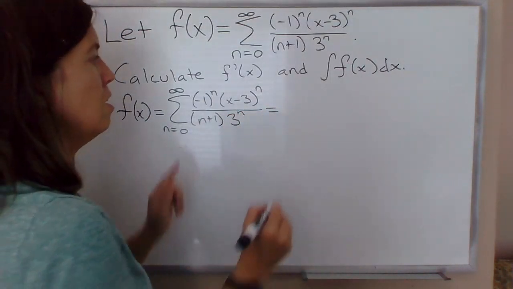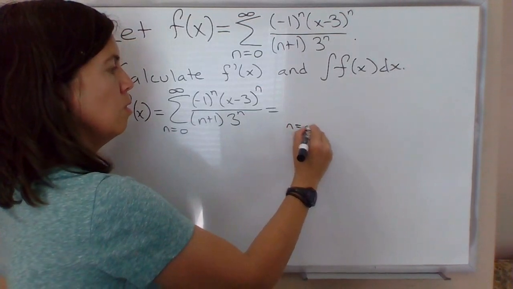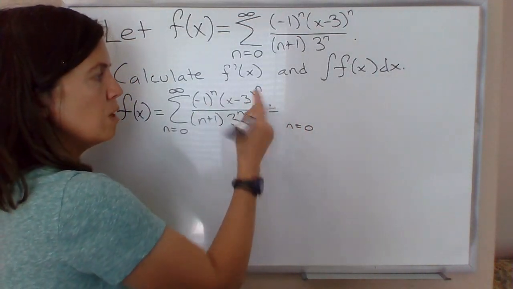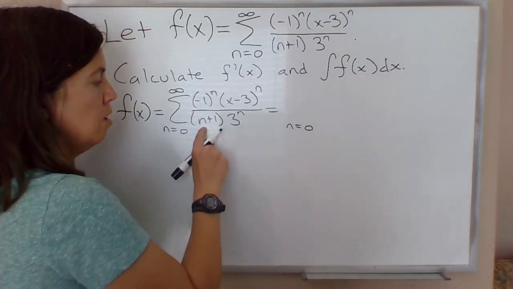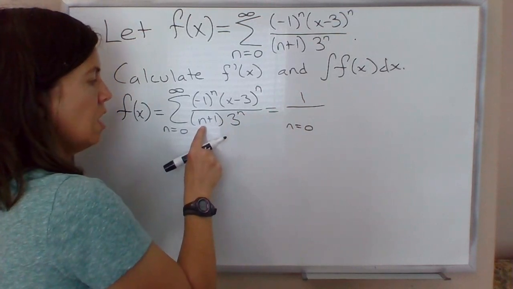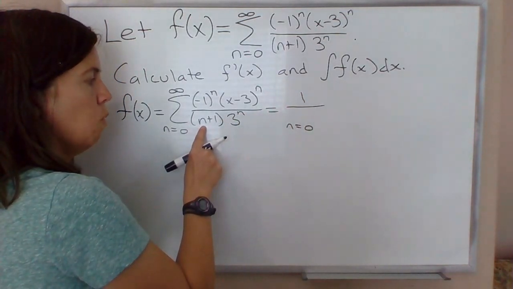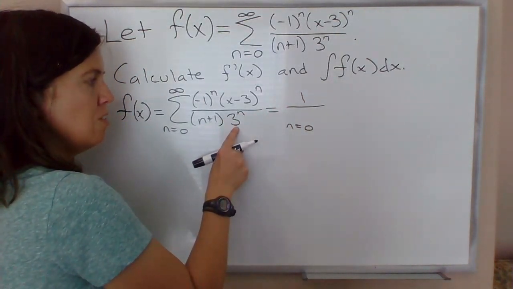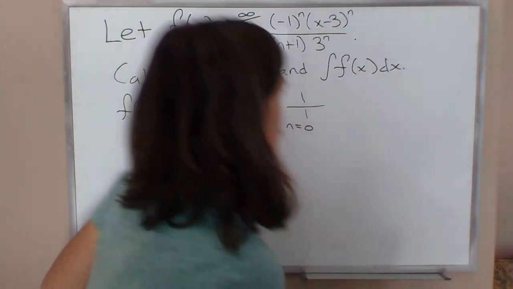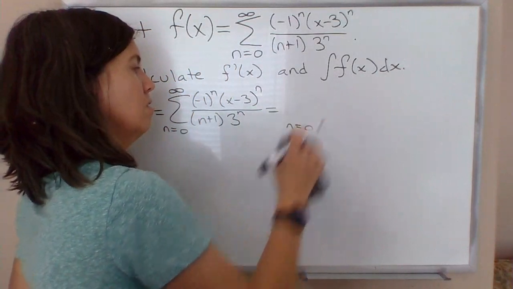Okay, so first few terms. Let's start with n equals 0. If we plug in n equals 0, you have negative 1 to the 0, which is 1. X minus 3 to the 0, which we're calling 1. Over, so numerator is just 1. Denominator would be 1 times 3 to the 0, which is 1. Okay, so the first term in this sum is just 1.